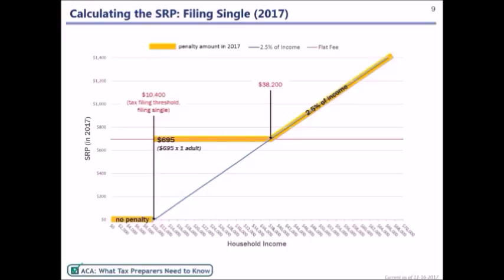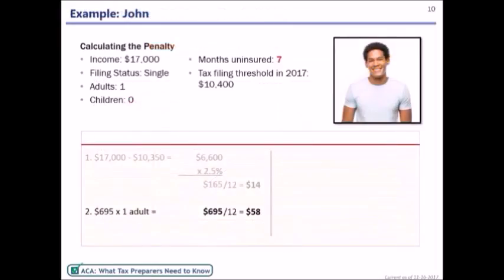And then you'll see around $38,000, that's where it switches over to 2.5% of income, because we're taking the higher of the two. And remember that the penalty is calculated by month. And so if you have 7 months insured, as this person does in this example, then the calculation that the tax software is going to do for you is to look at the monthly calculation based on both formulas, and then take the higher of the two. So the amount is prorated by month.